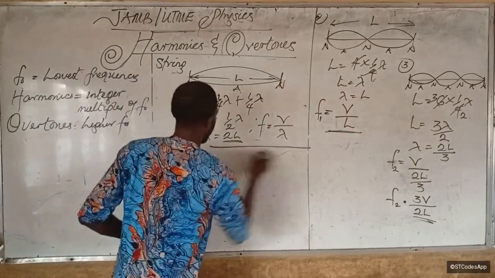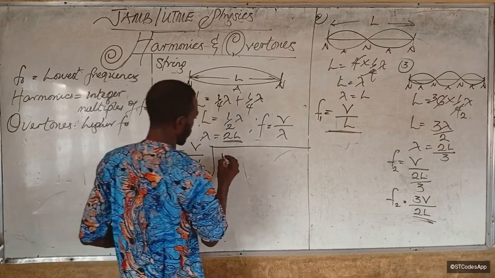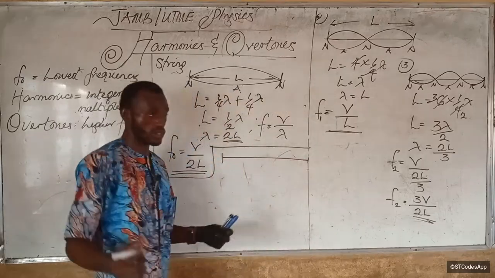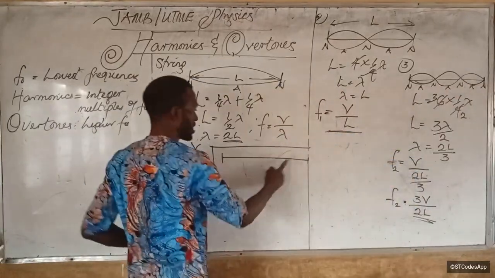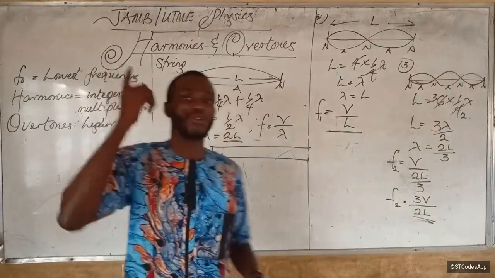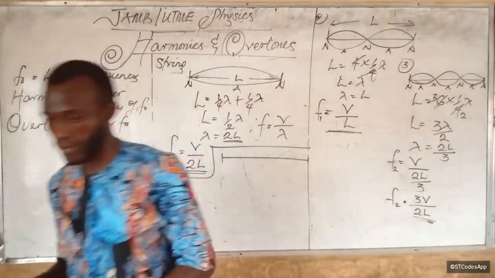So now you're going to pause the video and create the next harmonic for me. So this time you know, of course, that you're going to fix it at how many points? 3 points. Is that okay? So fix it at 3 points and let me know your answer in the comment section. Of course, I'm going to do it now.